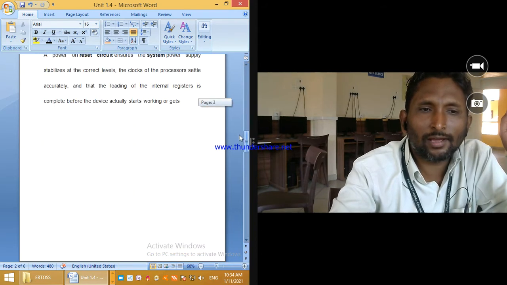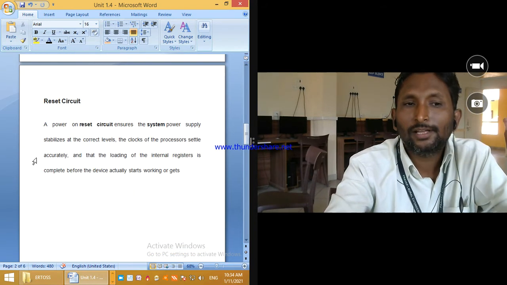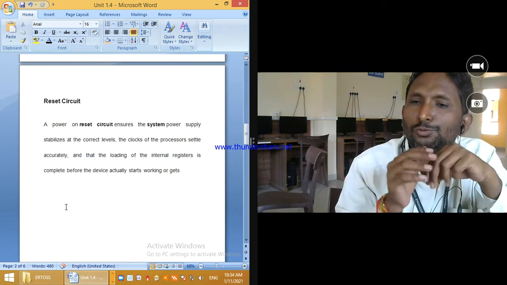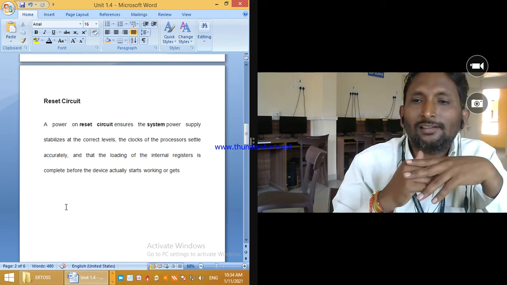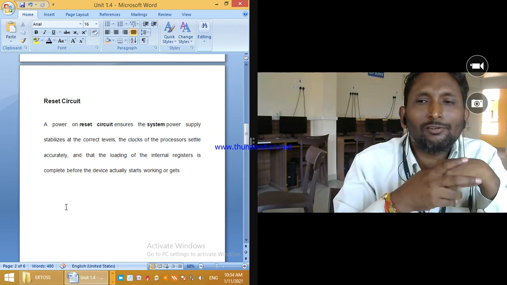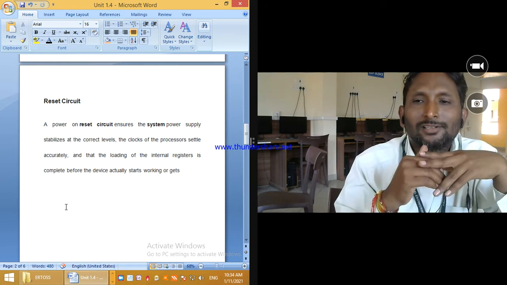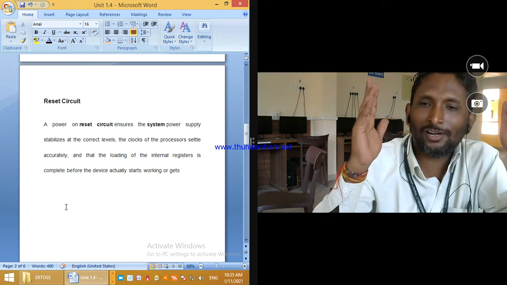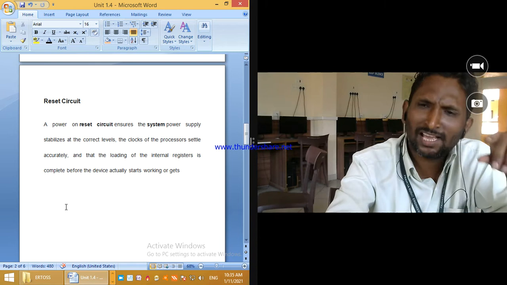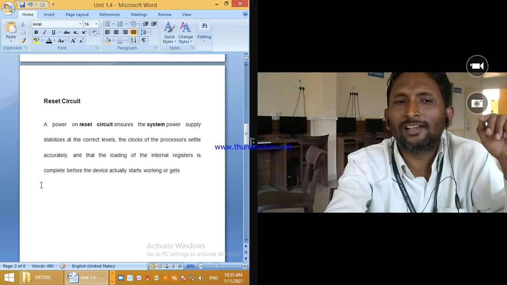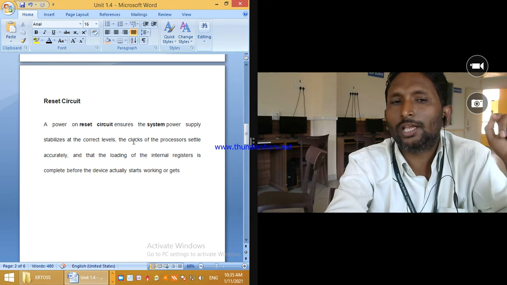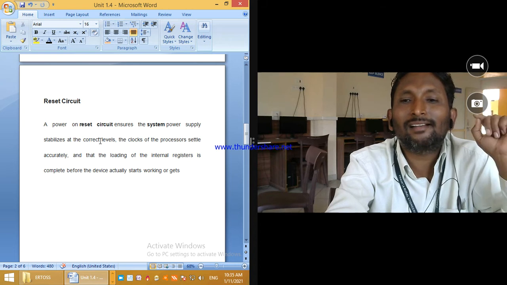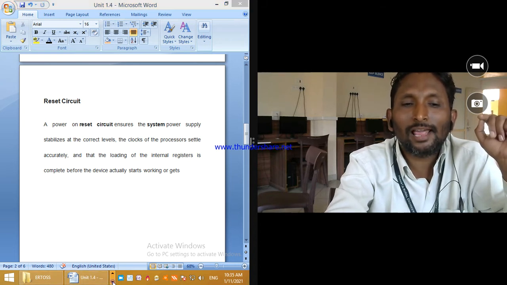The next hardware is the reset circuit. In many circuits, there is one push button given. Just by pressing that push button, we have observed, we have experienced the circuit or machine gets reset, or it starts from its original position. Yes, absolutely. Why is it given and what exactly is it? A power on reset circuit ensures the system power supply stabilizes at the correct level. At the correct level.